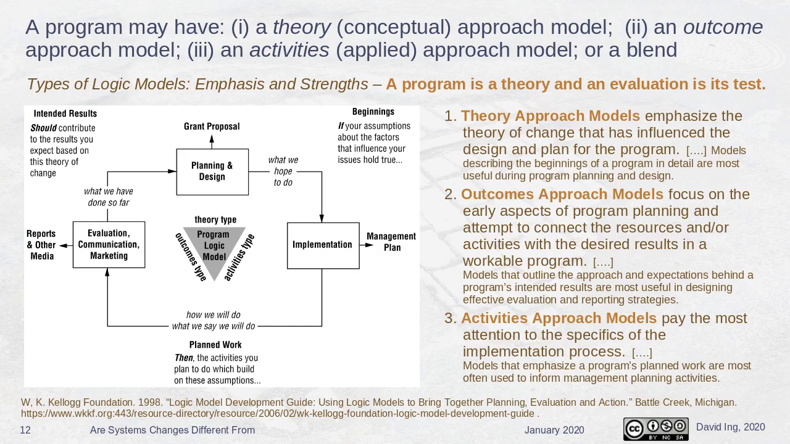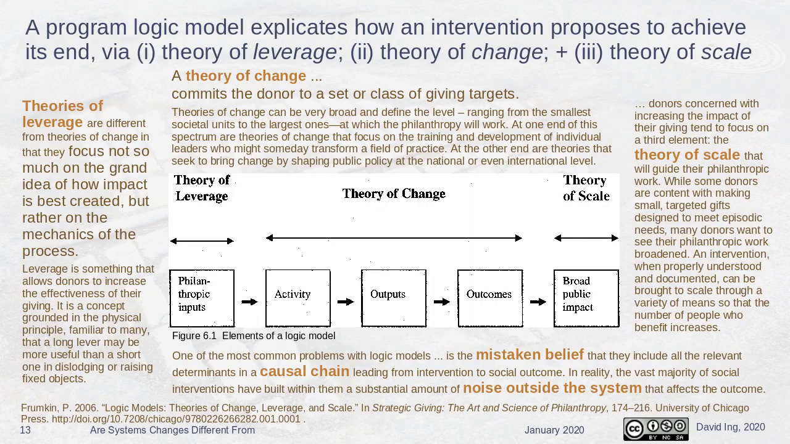This is originally from the Kellogg Foundation in 1998. They have a logic model. So the question is, how do you get funding from a foundation? And it's one of three ways: a theory approach, an outcome approach, an activity approach. A theory is that we think this is going to happen, give us the money, and we'll make this change. We have the outcome approach, I will guarantee you this thing, or an activity, which is I will do this thing. From this comes this idea of theory of change.